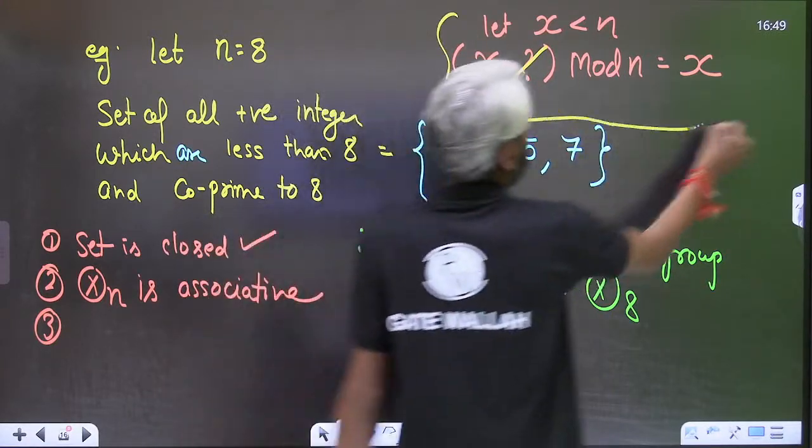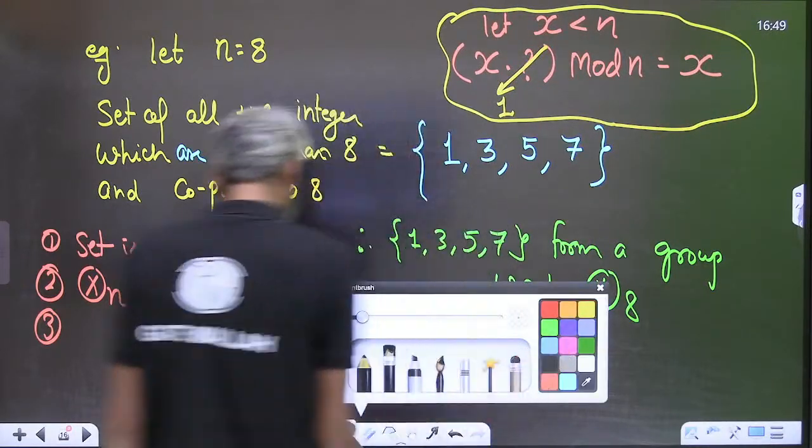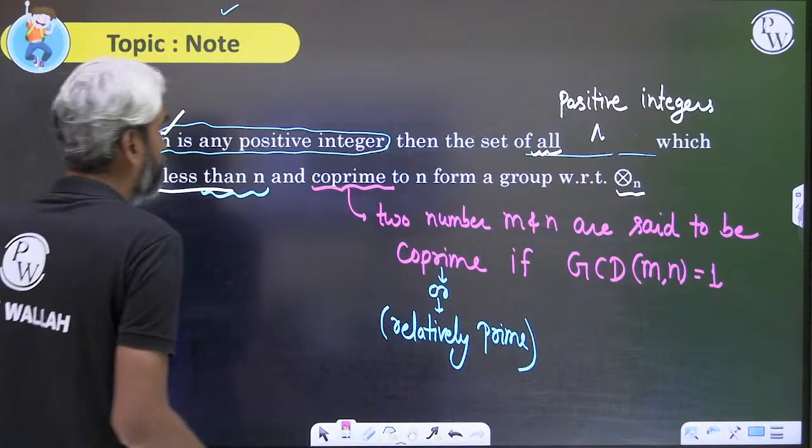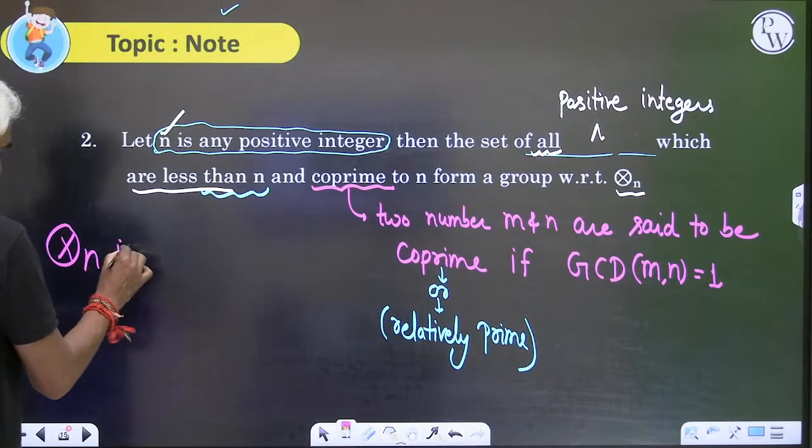Therefore, the identity with respect to multiplication modulo n, write down on the previous slide. Multiplication modulo n is associative.